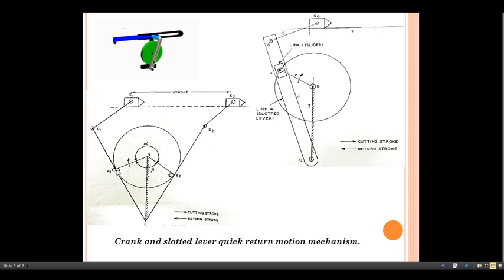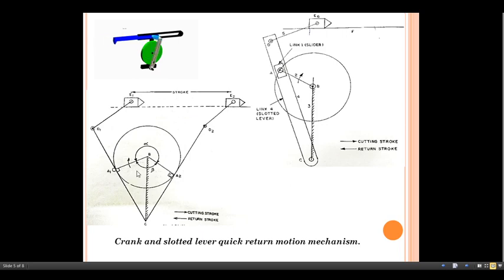Whenever the displacement of the point A goes from A1 to A2, at the same time link number 5 is connected with this link number 4, so this will push the tool in the forward direction. The displacement of E takes place from E1 to E2. This is nothing but the cutting stroke. And for the return stroke, whenever the journey starts from this point to this one, again the tool moves from E2 back to E1. This is the case of the return stroke.